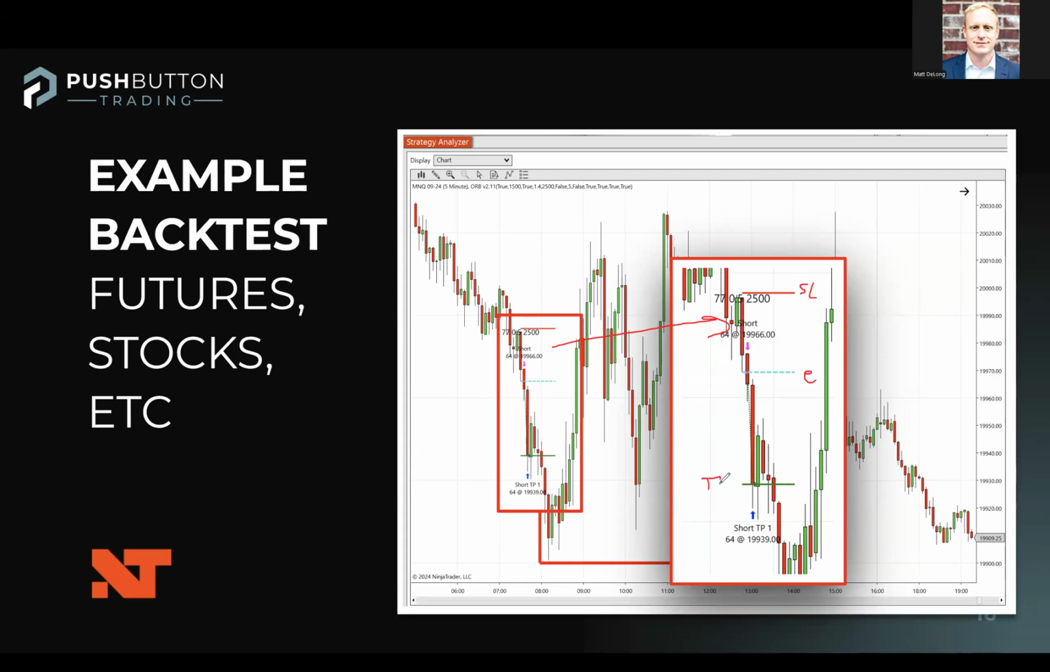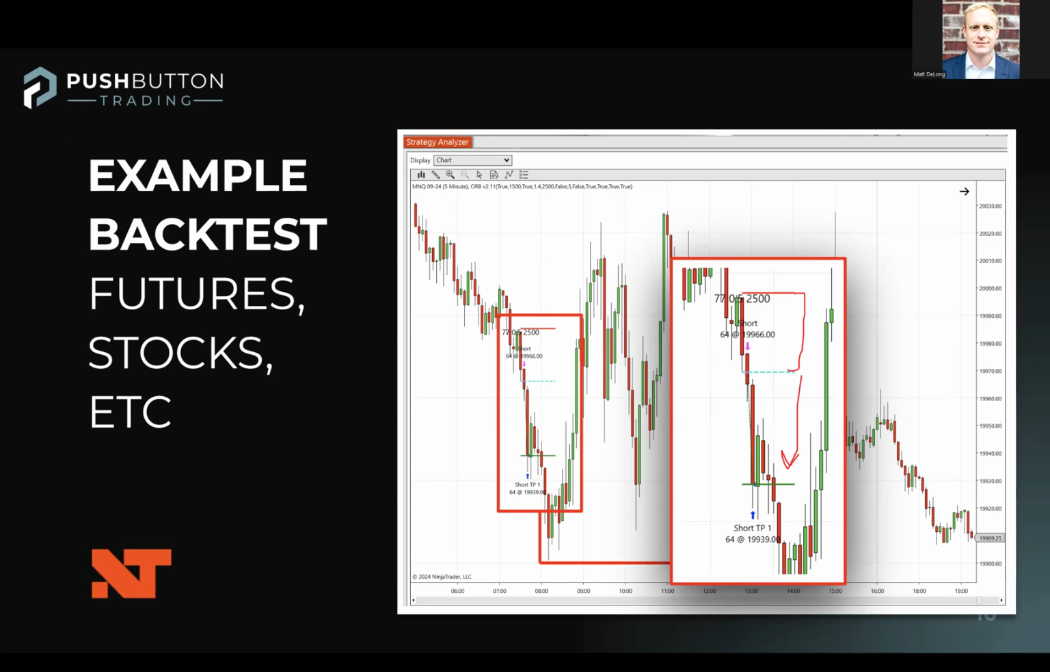This is not a martingale. This is not adding to losing positions over time, hoping for a reversal. Those are fairly dangerous, and those can win, but when you win, you win small. When you lose, you lose humongous. Our strategy is to use fixed risk, so we're risking the same amount of dollars every single time, and we're looking for more than $1 of gain for every dollar that we lose.